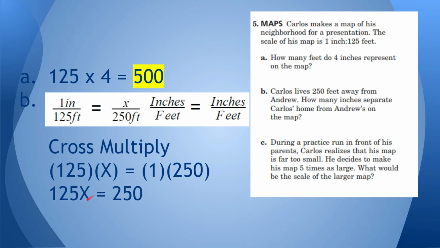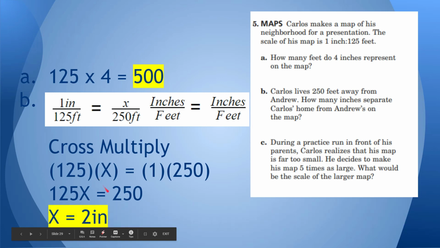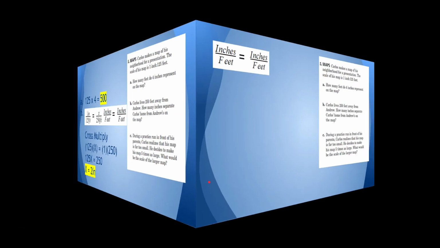Then we need to isolate x by dividing both sides by 125, and we end up with 2 inches. X equals 2 inches. So in answer to B, Carlos lives 250 feet away from Andrew. How many inches separate Carlos's home from Andrew's on the map? Only 2 inches separate those houses. Let's take a look at C now.